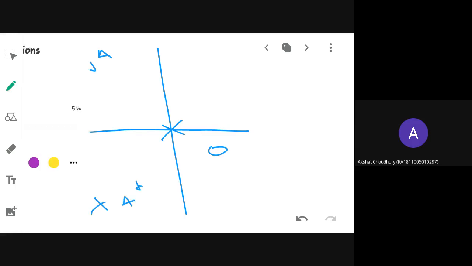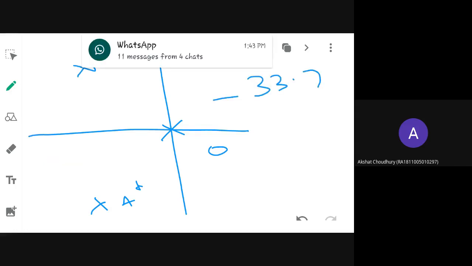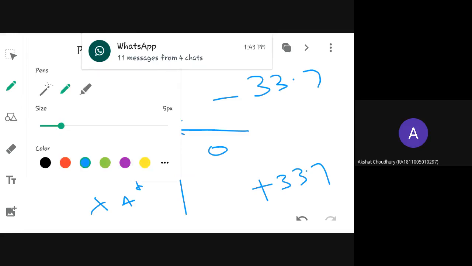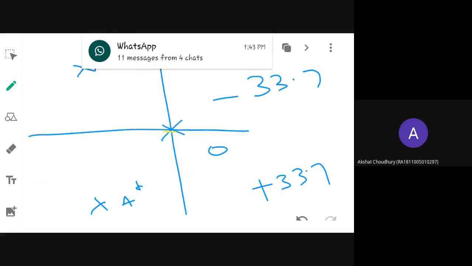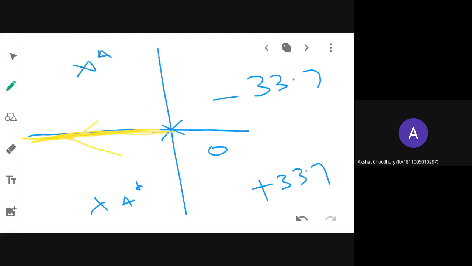You know how to mark the angle of departure, no? This is one pole at 0. This is A. This is your A conjugate. We have calculated the angle of departure. So what is the angle of departure? Here it is minus 33.7. Here it is 33.7. One of the branches you already found out, that is starting from this pole and ending towards the infinite zero. This is branch number 1.